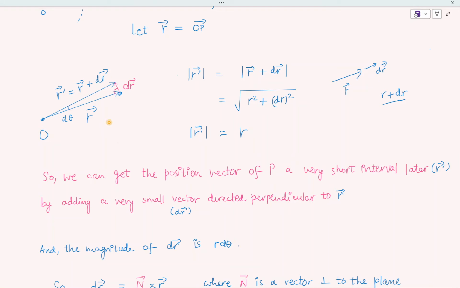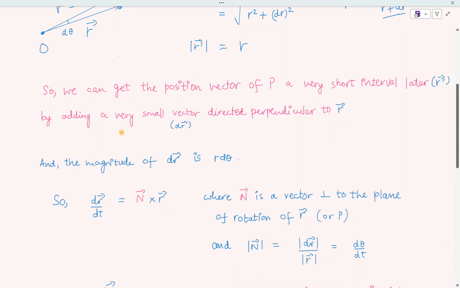Suppose in a small time interval I have rotated r by an angle d theta, that is, the point P has moved such that the angle it has subtended at the center O is d theta. Then the magnitude of the vector that you must add to r, the magnitude of dr, should be r d theta. So essentially the conclusion is that if I want to rotate a vector r by an angle d theta, I can add a small vector of magnitude r d theta which is perpendicular to it, and I will get another vector whose magnitude is the same as r, but it is rotated by a small angle d theta. So this is very interesting.